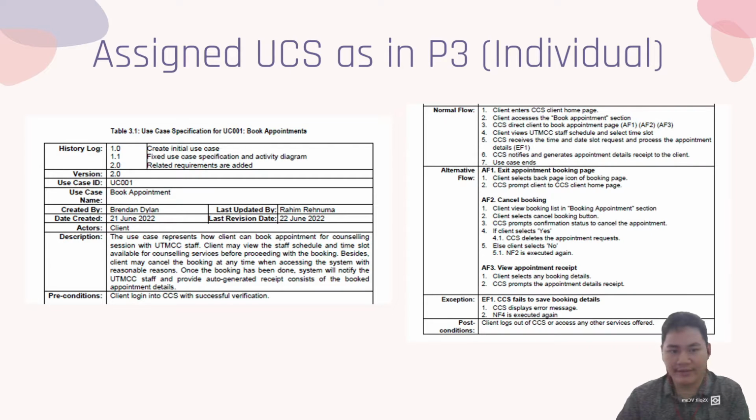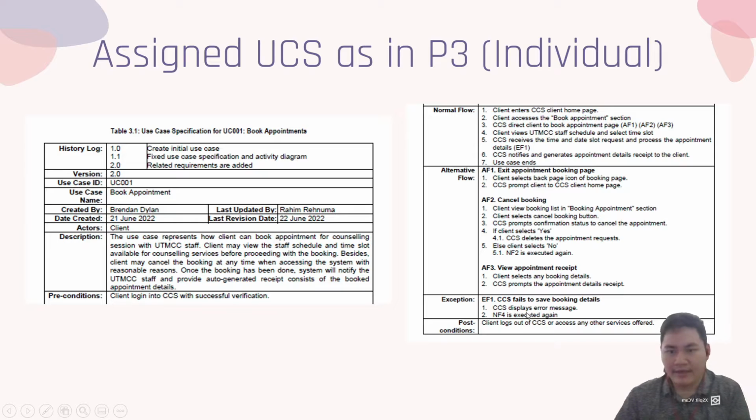In this use case specification, there are 3 alternative flows. The first one is where the client exits the appointment booking page by selecting the page icon. The second alternative flow is where the client can also cancel the booking by viewing the booking list of the book appointment section, and then selecting the booking option in the GUI, as the system will prompt a confirmation status on whether the client wants to cancel the appointment or not. If the client selects yes, the system will delete the appointment request, else the system will prompt the client back to the book appointment list. The third alternative flow is where the client views the appointment receipt by selecting any booking details in the book appointment section, and the CCS will prompt the overlay of the appointment detail receipt.